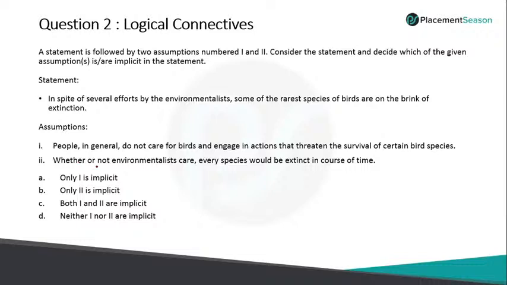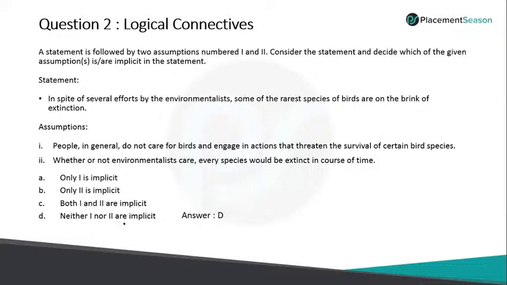Okay. Second assumption: whether or not environmentalists care, every species would be extinct in the course of time. Can we say that, even if we care, after some time the species will not exist? We cannot, right? So both 1 and 2 are not implicit, which means among the options we can say neither 1 nor 2 is implicit.